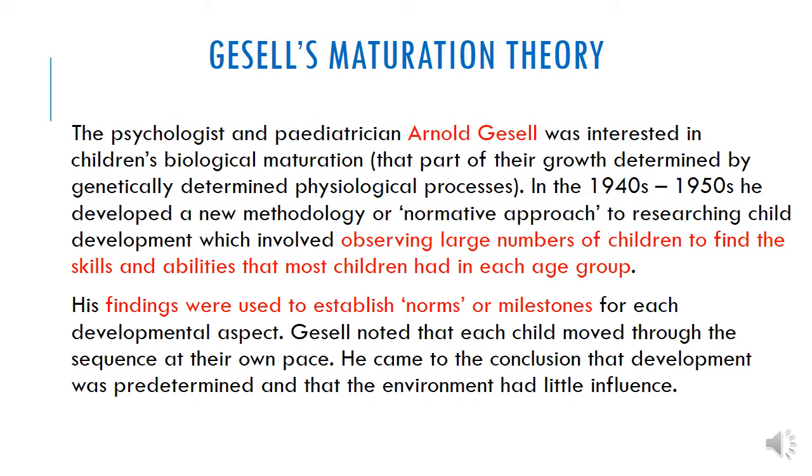So Gesell's theory of maturation essentially believes in norms and milestones, and he believes that children will develop at a certain pace no matter what, because it was in our genetics that we have to develop in some sort of way. He noted that every child moved through the sequence at their own pace, but came to the conclusion that development was predetermined, okay, and the environment actually had little influence.